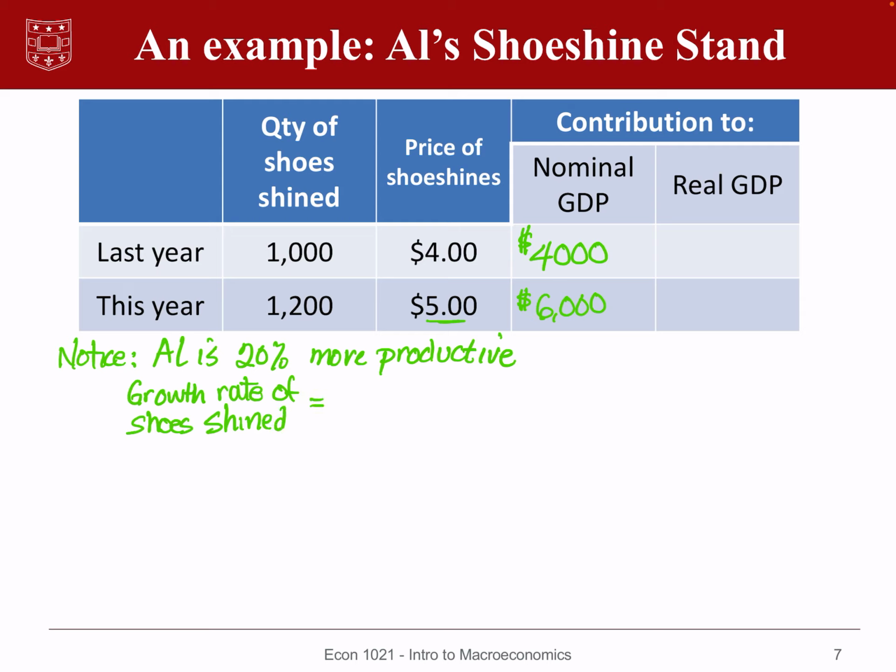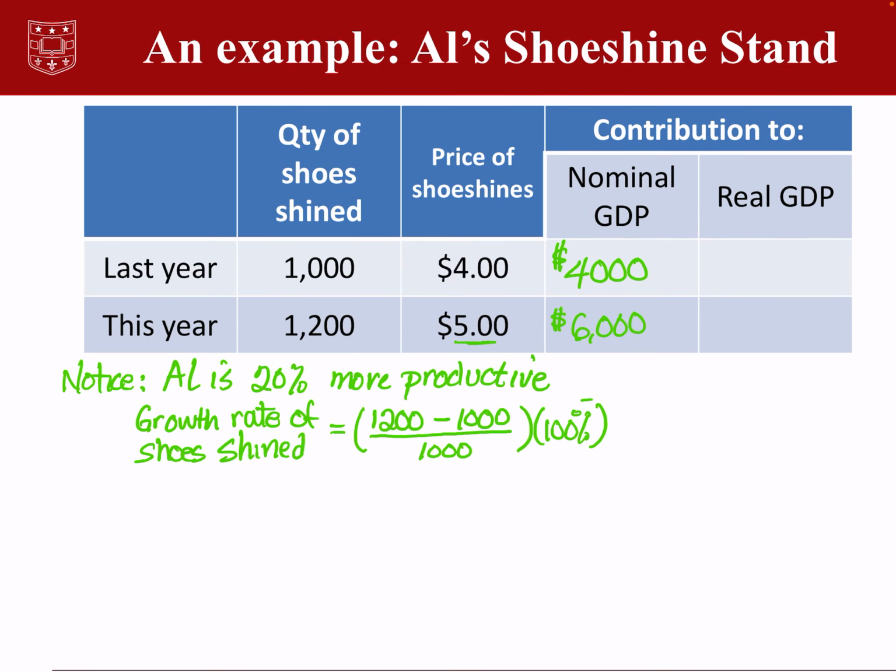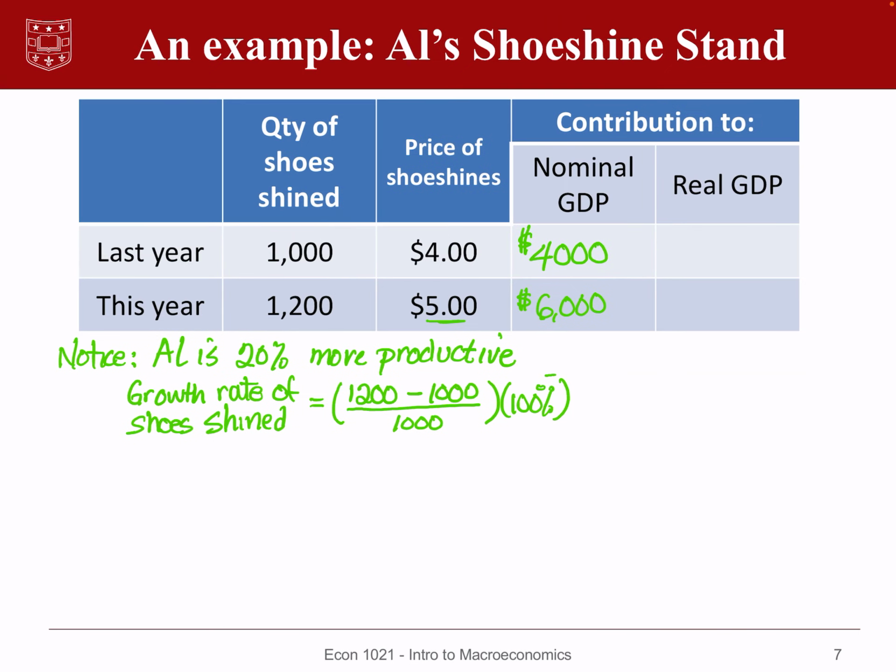And so that would be the 1,200 that were shined this year minus the 1,000 that were shined last year. We express that in relation to the initial year, which was last year. And again, we're going to multiply that by 100 to express it as a percentage. So we would have 200 divided by 1,000, and we multiply that by 100%, and so that's going to give us 20%.